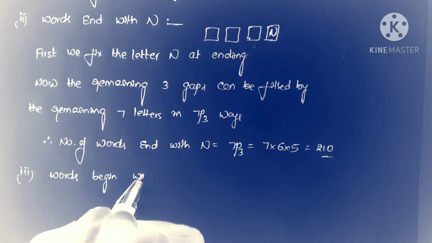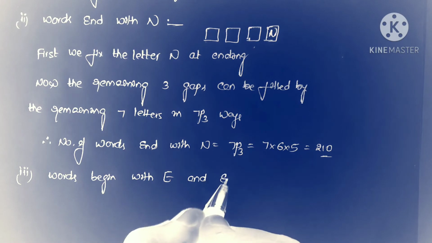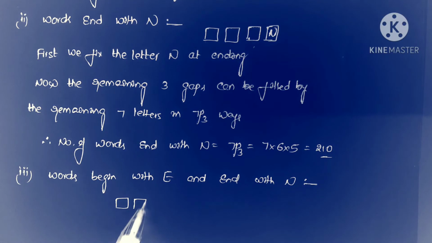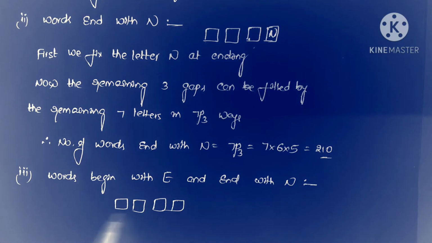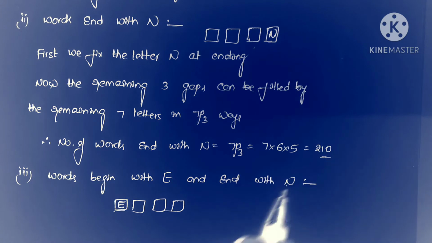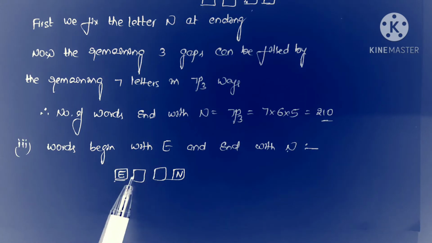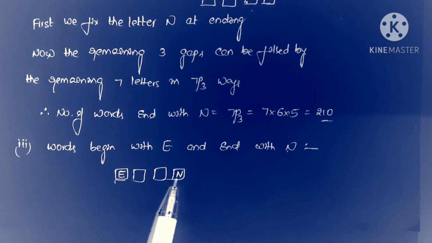Words begin with E and with N. So here also, first I take the 4 gaps: 1, 2, 3, 4. The words begin with E, that is, we fix the letter E at the starting, and end with N, that is, we fix the letter N at the ending. Begin with E and end with N. So fix the letter E at the starting, fix the letter N at the ending.